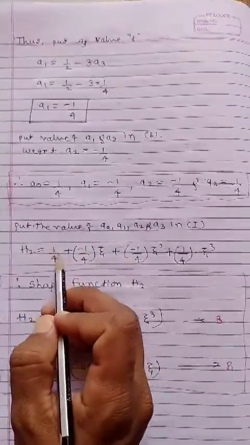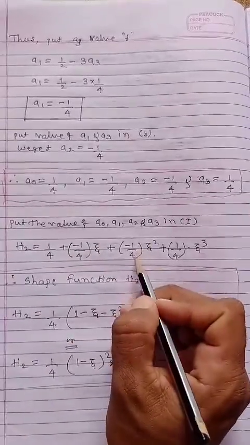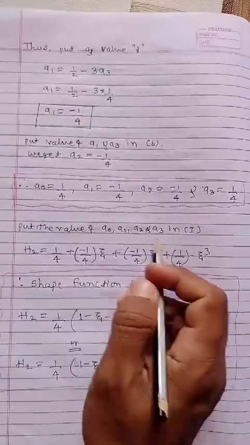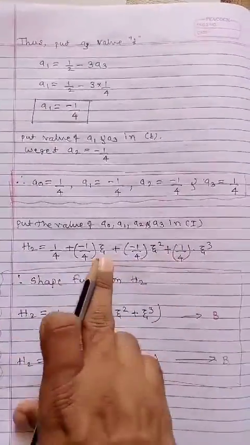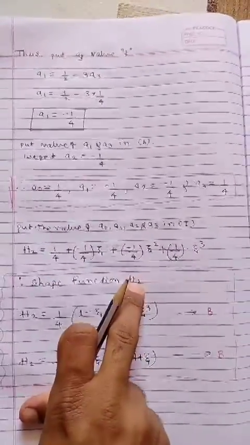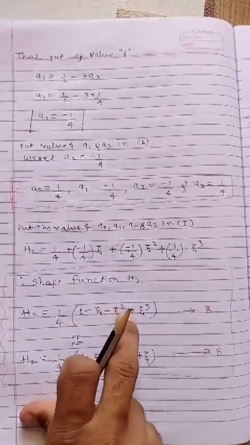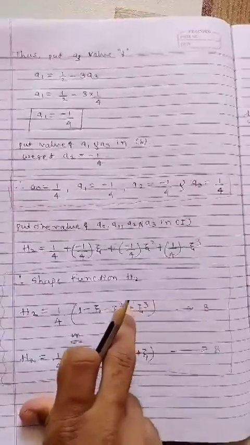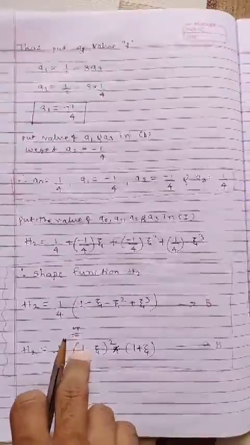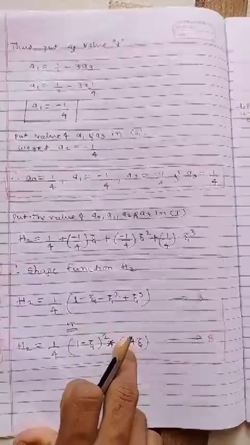So A0 value is 1 by 4 as it is, A1 value is minus 1 by 4 zeta as it is, minus 1 by 4 zeta square as it is, plus 1 by 4 zeta cube as it is. Now after solving this we get the Hermite shape function of element 2, that is H2 equal to 1 by 4 (1 minus zeta square plus zeta cube). Write either like this, or you can write a little modification using the simple mathematics formula: 1 by 4 (1 minus zeta square) into (1 plus zeta).